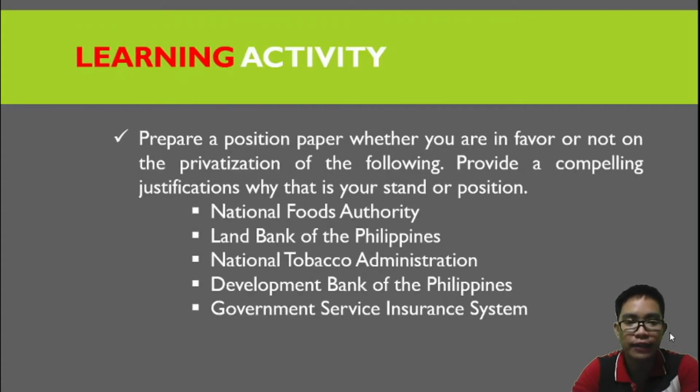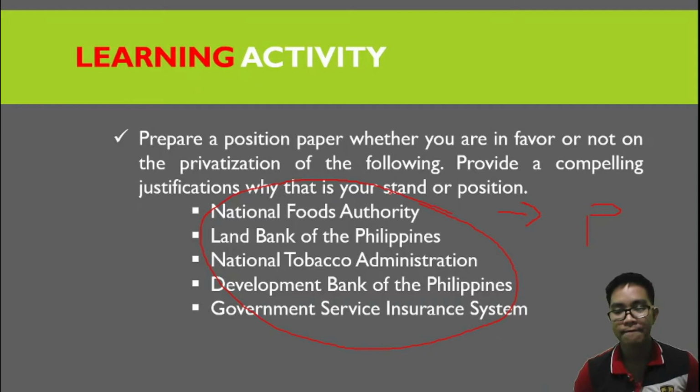So, for your learning activity, you need to prepare a position paper on whether you are in favor or not of the privatization of the following. The ones identified here are all GOCCs. Take note, all of these are GOCCs. Now, since they are government-owned and controlled corporations, are you willing for these GOCCs to be privatized, to be transferred and become purely private? Are you willing? Discuss that. Justify why that is your stand or position. Okay? So, that is our lesson 3.